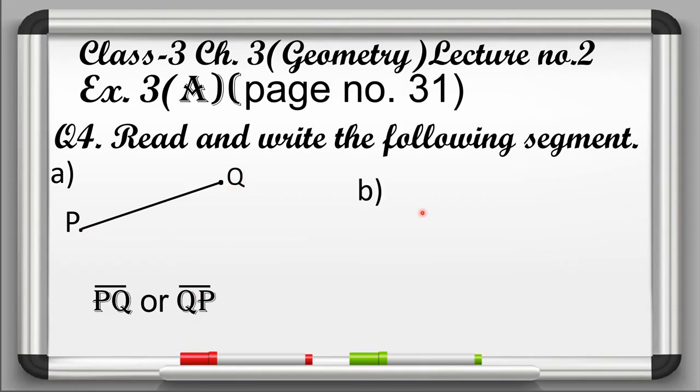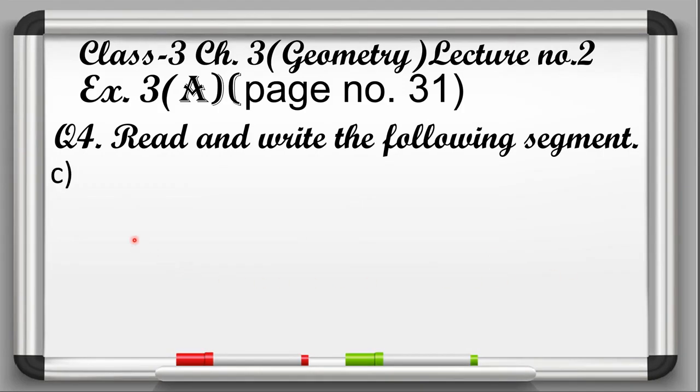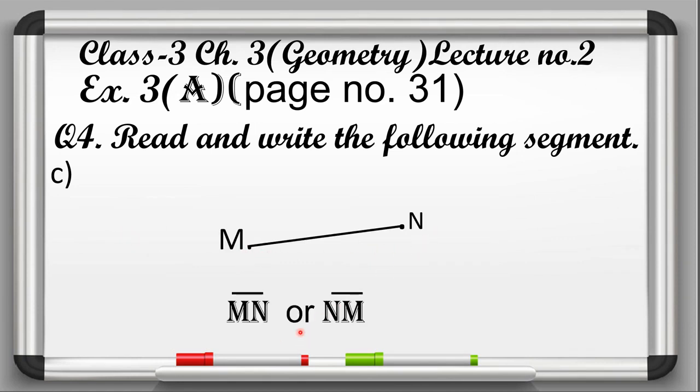Now in B part, this line segment is given. So how you can read or write that? Line segment XY or line segment YX. Both are equal because the length of this line segment is fixed. Now in C part, this line segment is given. So here, what is the name of this line segment? That is MN. Or we can read it NM. So line segment MN or line segment NM, both are same.